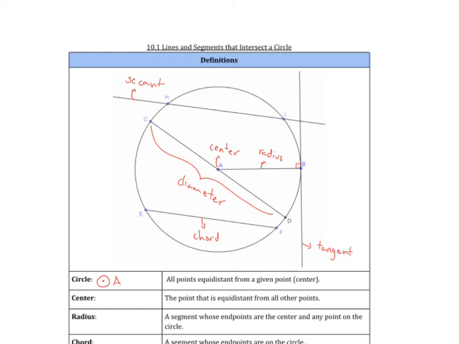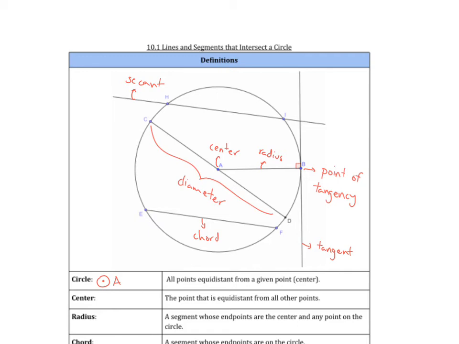All right. Now, one last term that I want to bring to your attention is the point where the tangent line intersects your circle. This point has a very special name. It is called the point of tangency. All right. So those are all of our parts of the circle, all of the lines and segments in the circle labeled up for us.